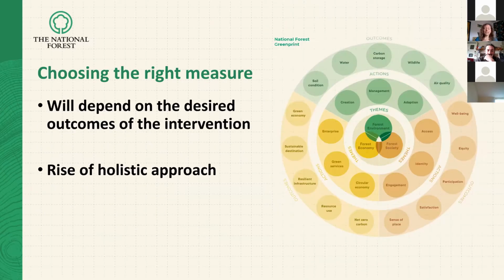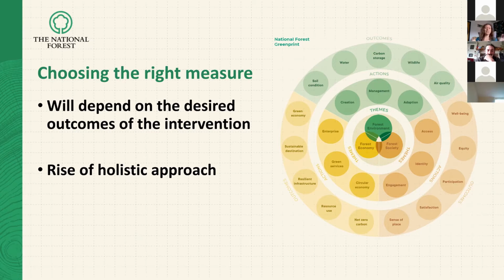One of the big difficulties with baseline data is actually choosing the right measure. And as I mentioned, it is really dependent on the desired outcome of the intervention. But one of the things that a lot of organisations and a lot of conservation groups and projects are looking at is this sort of more holistic approach. So yes, the direct interventions you might be putting in place might affect things like soil condition or biodiversity, carbon storage in the local area.